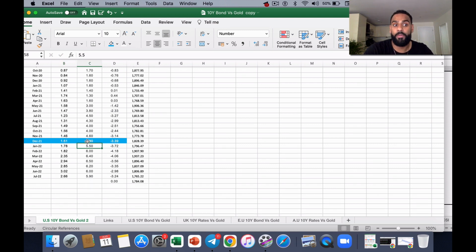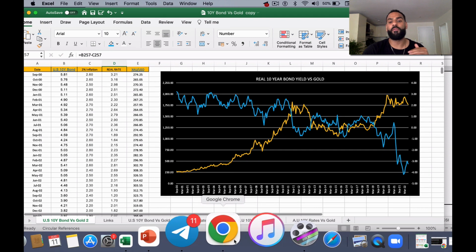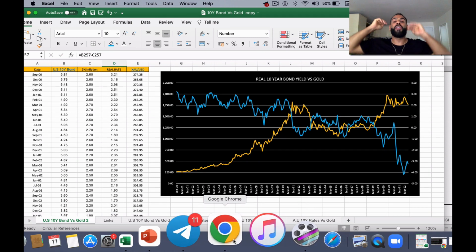But look what happened. The interest rate on the 10-year government bond was 1.51%, but the rate of inflation was extremely high at that time, so the real interest rate was negative. What I'm trying to show you is that the 10-year government yield, the interest rate being paid on government bonds, is always going to fluctuate relative to where interest rates and inflation are.